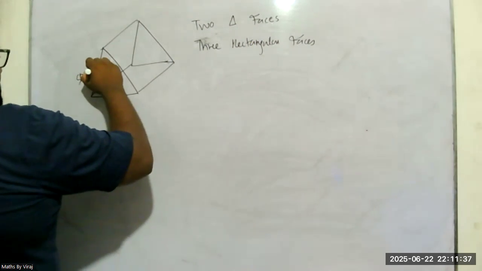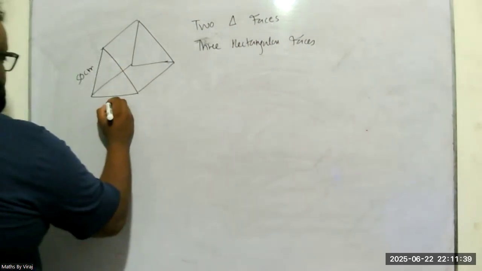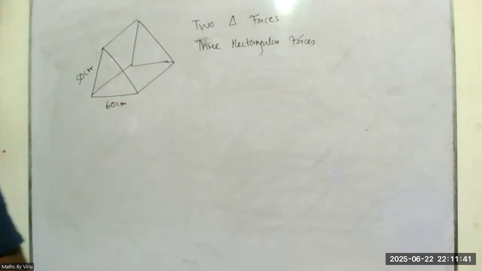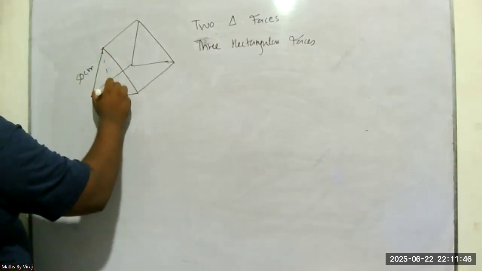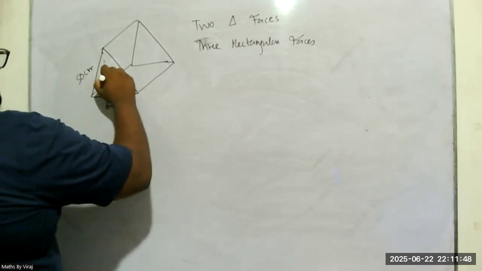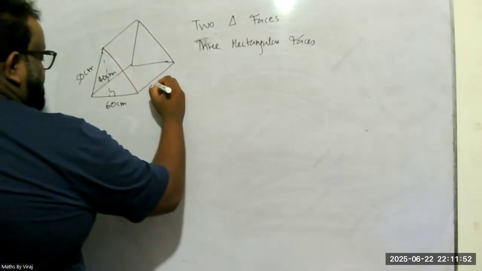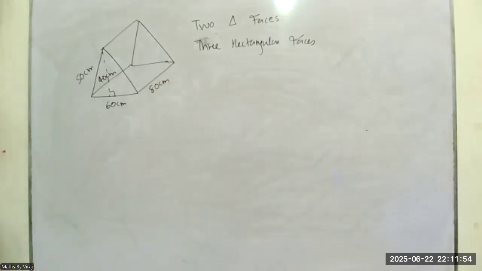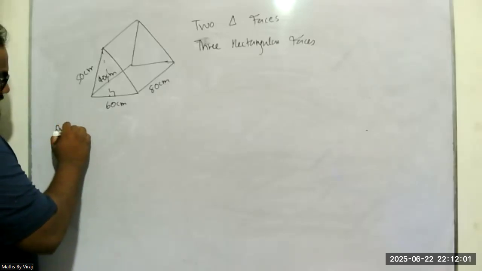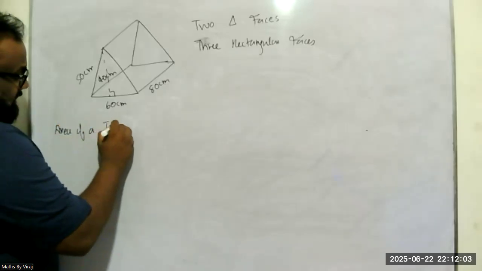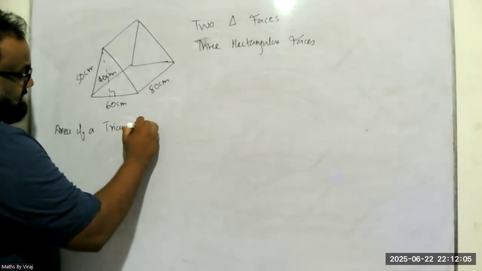One side is 50 centimeters, the other side is 60 centimeters. Correct? And the height is 40 centimeters, if I'm not wrong. Yes. And the length is 80 centimeters. So let's try to figure out the area of the two triangular faces. Area of a triangular face.